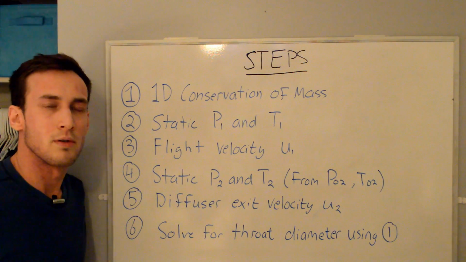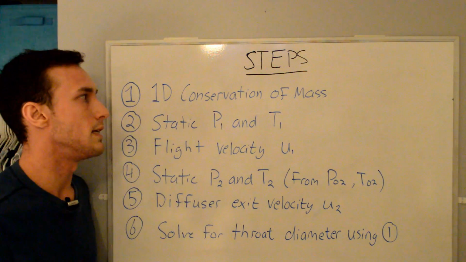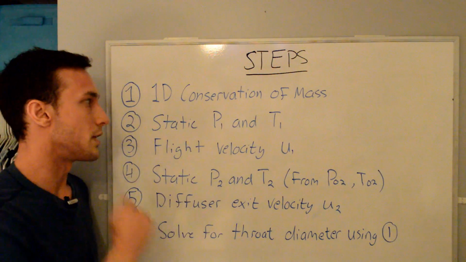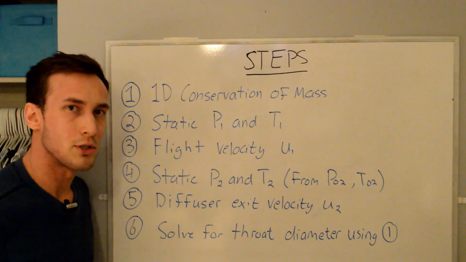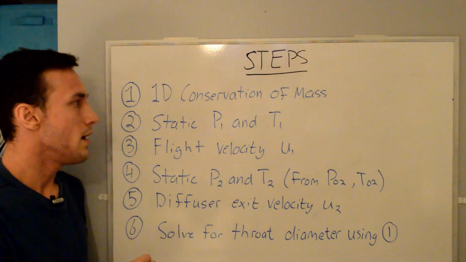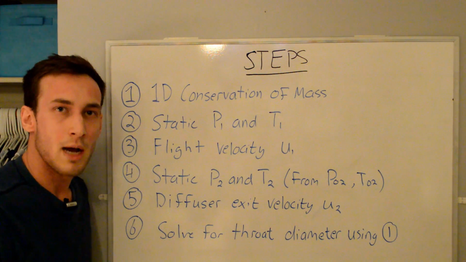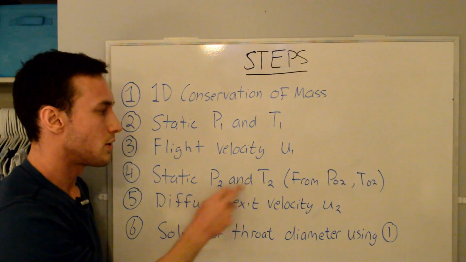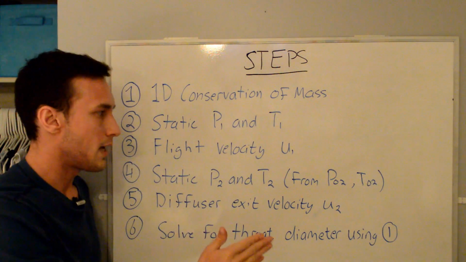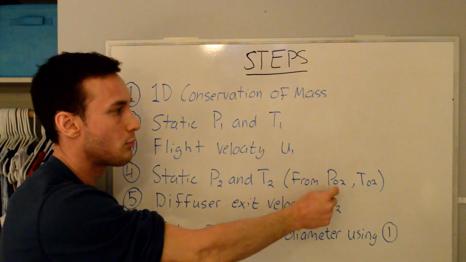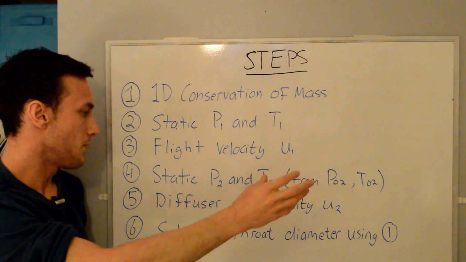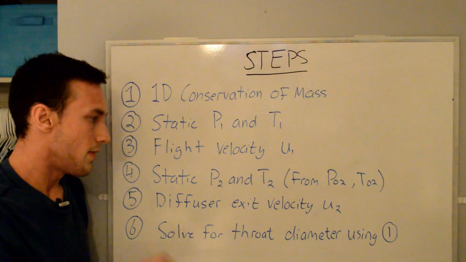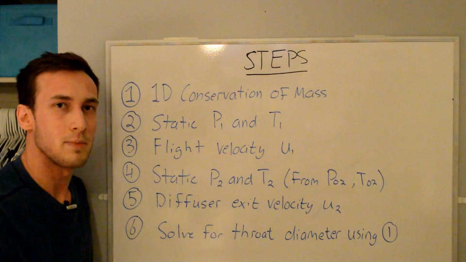Here are the general steps for how we're going to go through the problem. We're going to start with the 1D conservation of mass equation that's going to relate densities, velocities, and areas between state 1 and state 2. Then we'll solve for the static pressure and temperature in the free stream, so P1 and T1. Using T1 and the definition of Mach number and the speed of sound, we'll be able to find the flight velocity U1. Then we'll be able to find the static pressure and temperature at the diffuser exit, or at the fan, using stagnation pressures and temperatures from state 1 and state 2. Then we'll find the diffuser exit velocity using the static temperature from state 2. And then we'll solve for the throat diameter using the conservation of mass equation.